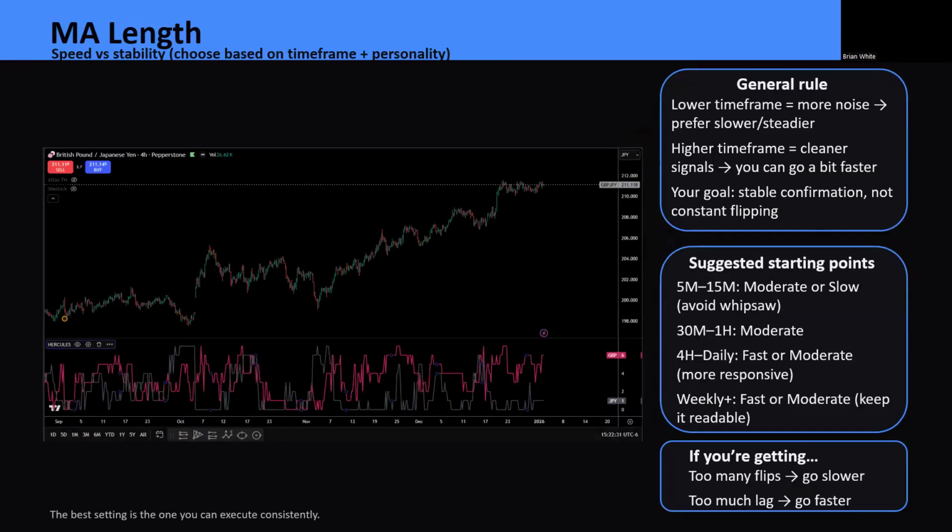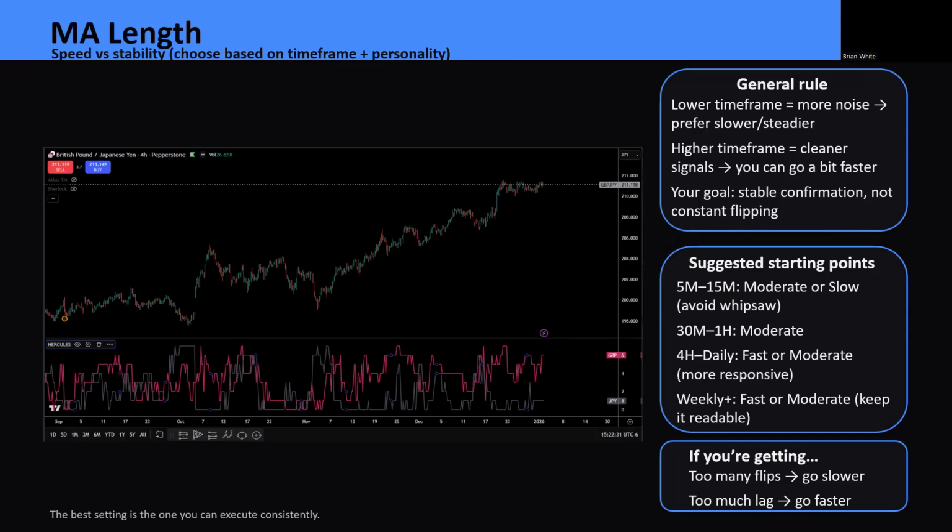So let's talk about MA length. And so that's the fastest to slowest mode. So here's the coaching principle I recommend. On low time frames, price is very noisy. If your strength lines up, flip. If they line up every few candles, you'll overreact. So on the 5 minute, 15 minute, I typically recommend moderate or even slowest, depending on how fast, to calm the whipsaw part of it.